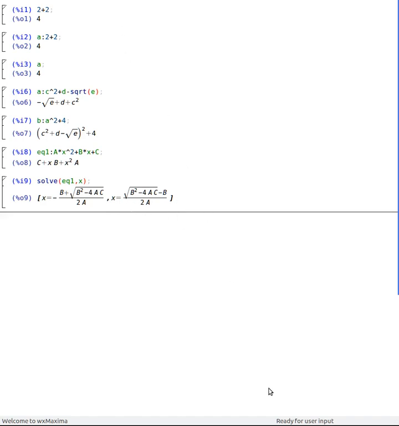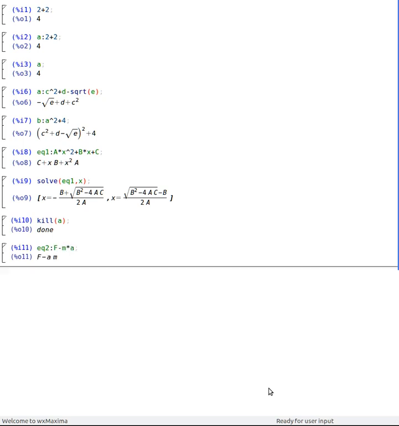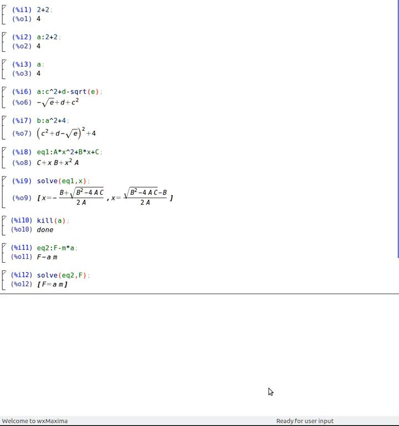If we have another expression, I'll just reset the symbol A so I can use it for something else. So if I have another equation, which is this one, I can try to solve it for f, and that gives us some well-known expression like that.